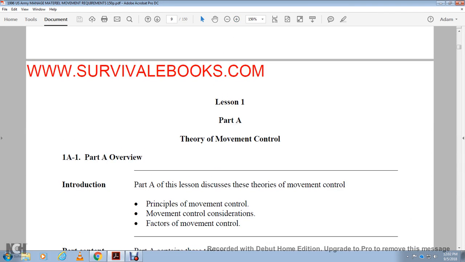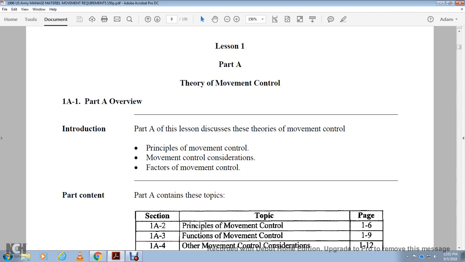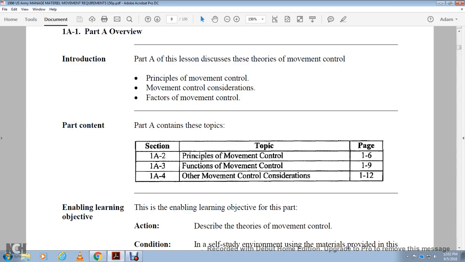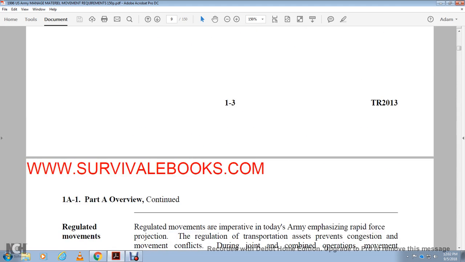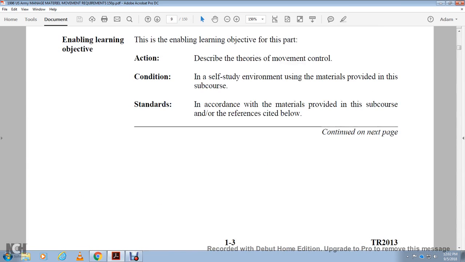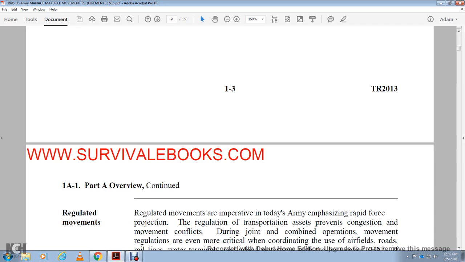Lesson 1, Part A, Theory of Movement Control. Part A of this lesson discusses the theories of movement control: the principles of movement control, the functions of movement control, and other movement control considerations. The enabling learning objectives describe the theories of action, conditions, and standards.